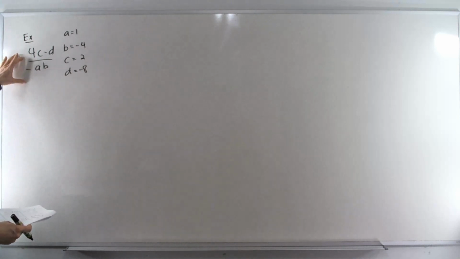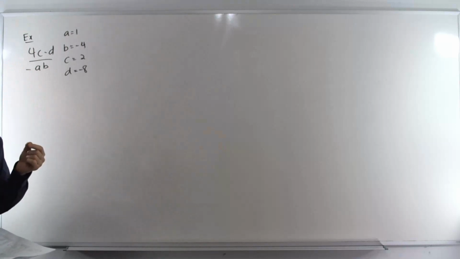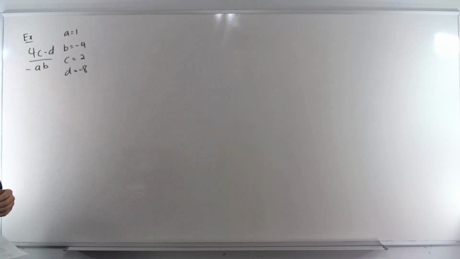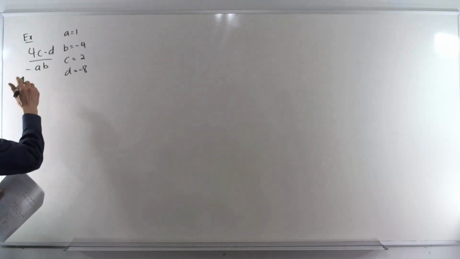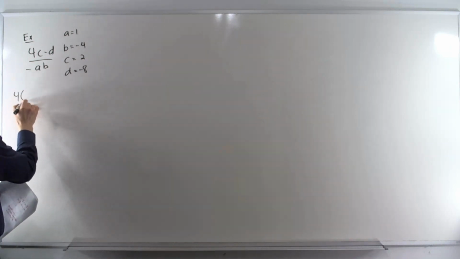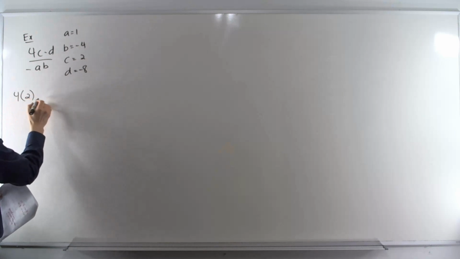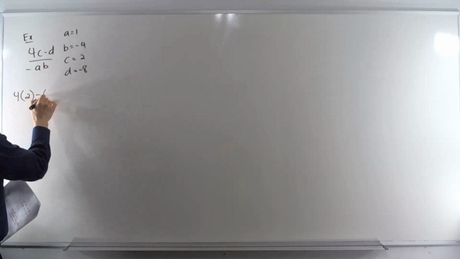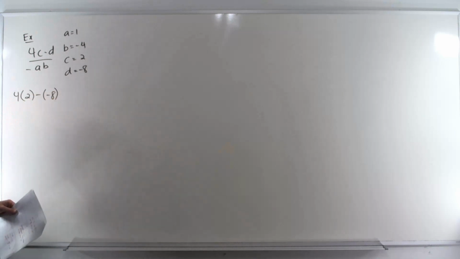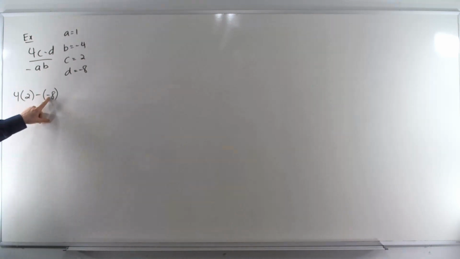And we're going to evaluate to get this down to a single number on the top and a single number on the bottom, and we'll either simplify the fraction or divide it out. So let's plug in 4 times c, so that's 4 times 2 minus d. Here it's really important to put the negative number inside parentheses, because now we're subtracting a negative.